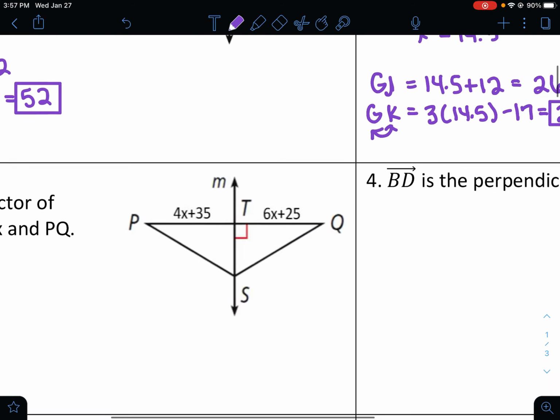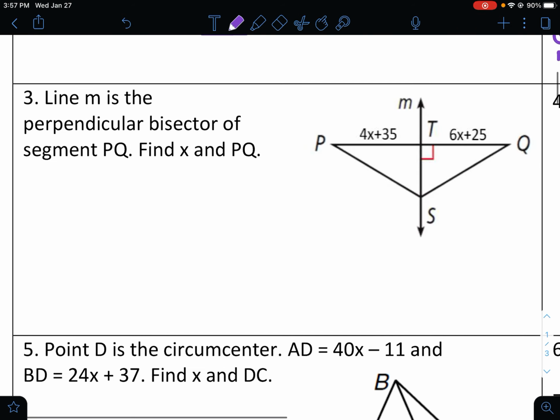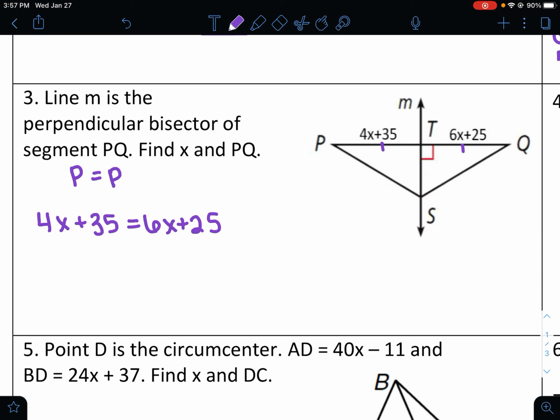Number 3. Line M is the perpendicular bisector of segment PQ, which means that this side and this side are congruent. So this is going to be another part equals part problem. So this is 4x plus 35 equals 6x plus 25. And when we solve for x, we get x equals 5. And then you will plug it back in as always.